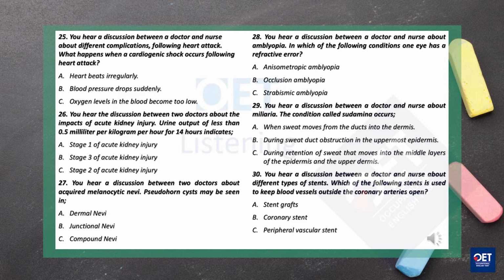absolute increase of at least 0.3 milligrams per deciliter, or urine output of less than 0.5 milliliters per kilogram per hour for 6 to 12 hours. During stage 2 of acute kidney injury, there will be an increase in serum creatinine of 2.0 to 2.9 times baseline, or urine output less than 0.5 milliliters per kilogram per hour for 12 or more hours.